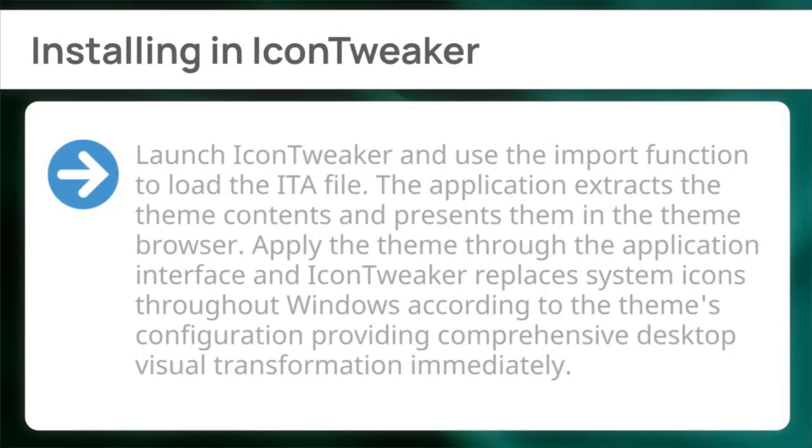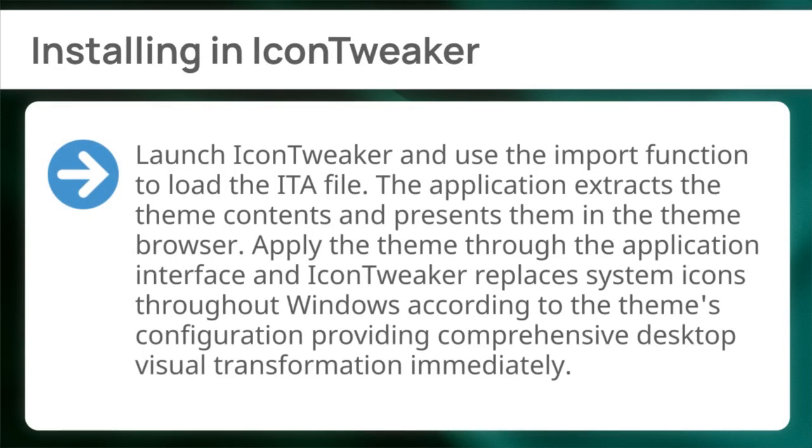First, installing in IconTweaker. Launch IconTweaker and use the import function to load the ITA file. The application extracts the theme contents and presents them in the theme browser. Apply the theme through the application interface, and IconTweaker replaces system icons throughout Windows, according to the theme's configuration, providing comprehensive desktop visual transformation immediately.